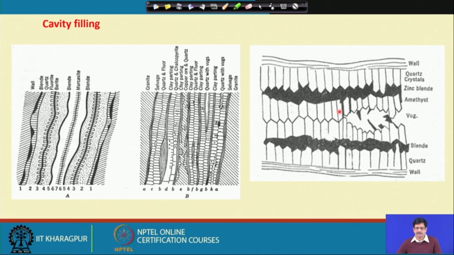As far as the hydrothermal deposits are concerned, the details of which we will be seeing in terms of the process in the coming lectures, they can generally be classified into two types: cavity filling or replacements. Cavity filling, the term is very self-explanatory.